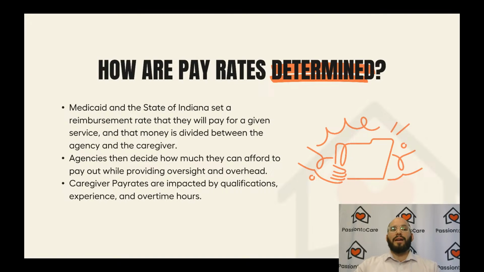And their specific rate is impacted by their qualifications, their experience, as well as overtime hours. If you're in the attendant care program and you're working with multiple patients or your patient is approved for more than 40 hours a week, the government doesn't pay for overtime. The home care agencies do, and if you are working more than 40 hours, every hour on top of that is paid time and a half.